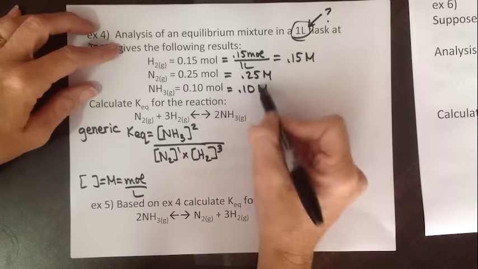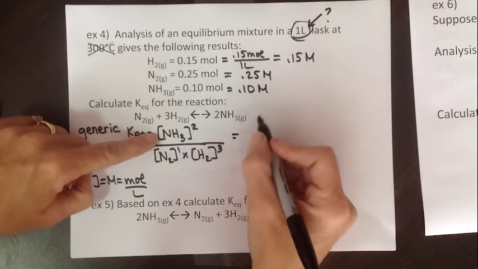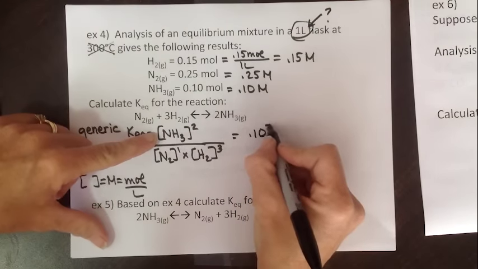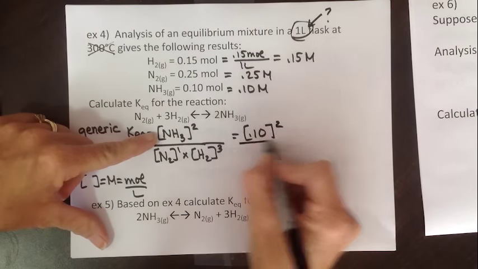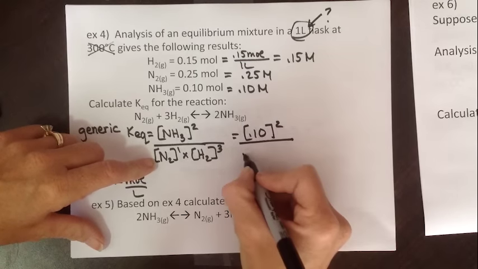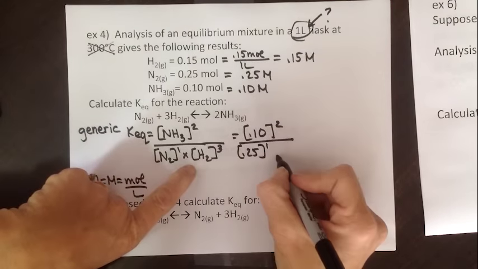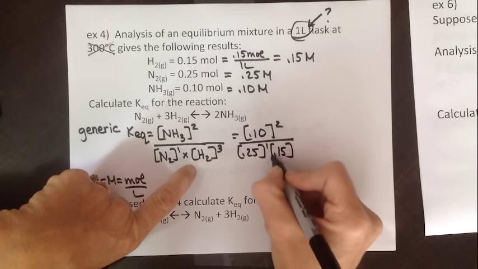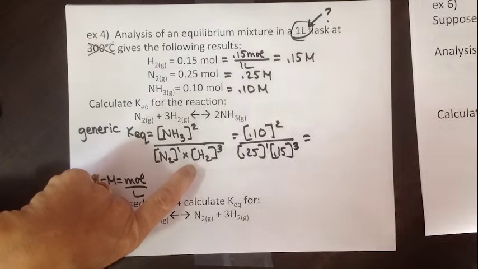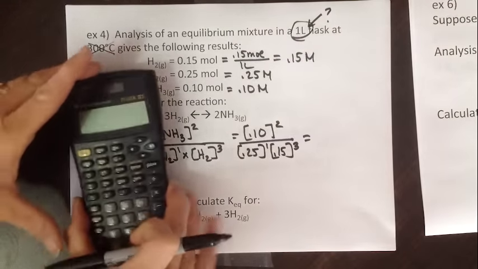So now I'm going to just take these numbers and put them in here. So NH3, 0.10 squared. N2 is 0.25 to the first. And H2 is 0.15 to the third. And then it's calculator time.